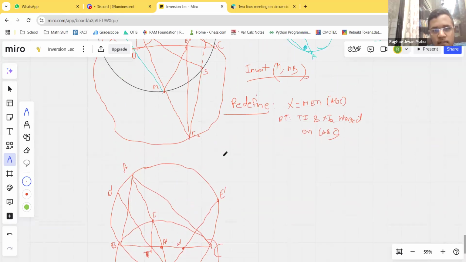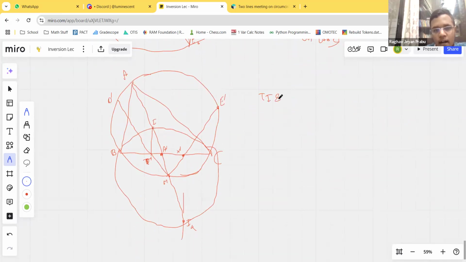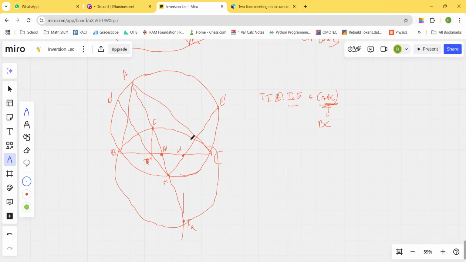Great. So originally what we wanted to prove was that TI and IAE intersect on ABC. So let's look at what this becomes. ABC will become line BC, right? Because B and C are fixed and ABC passes through M. So ABC now becomes line BC. Can anyone help me understand what IAE becomes? It becomes IA E dash.